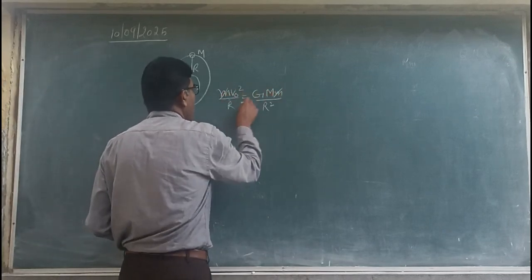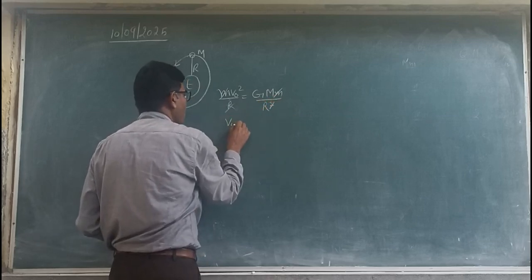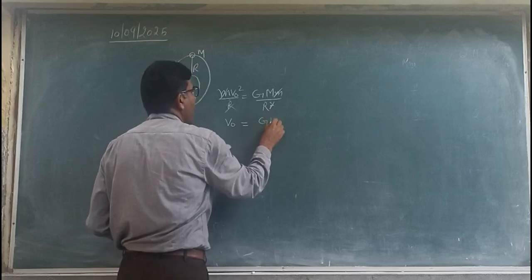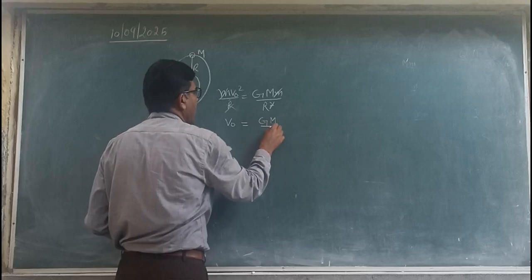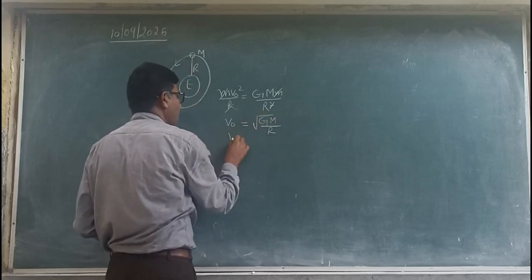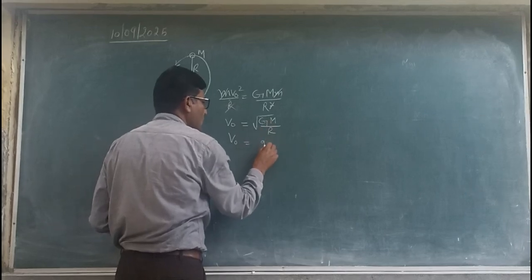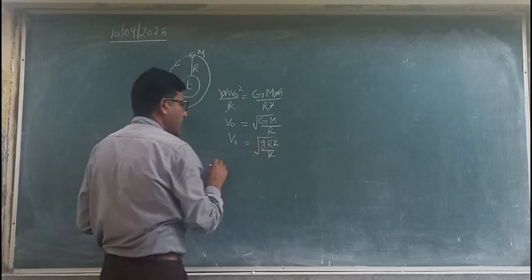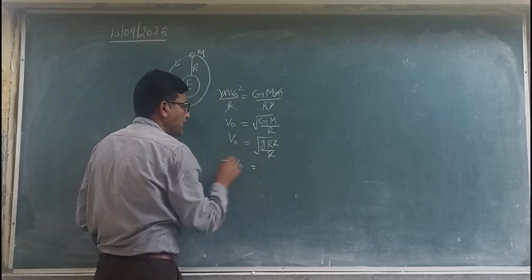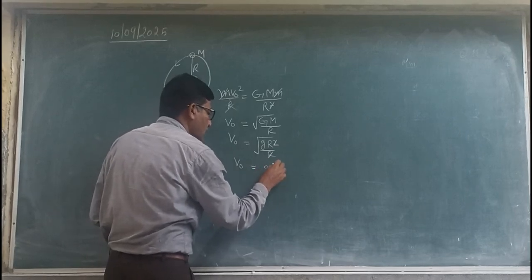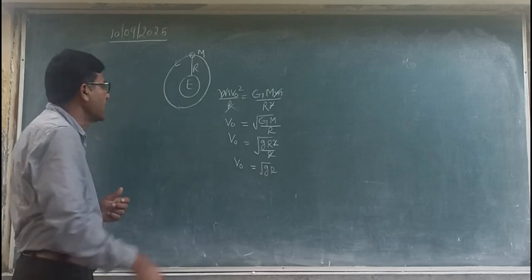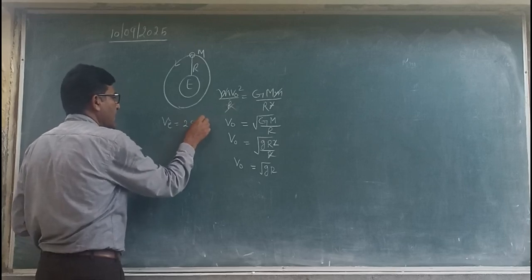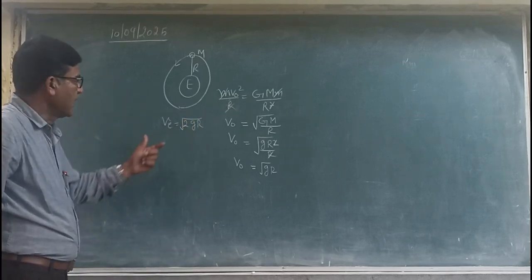So this m goes off, one r goes. So v naught, the orbital velocity of the moon, is equal to root of GM by r. Again you can write GM is equal to g r square, so one r gets cancelled and v naught is equal to root of g r. Now the formula for escape velocity is root of twice g r. This must be the escape velocity.